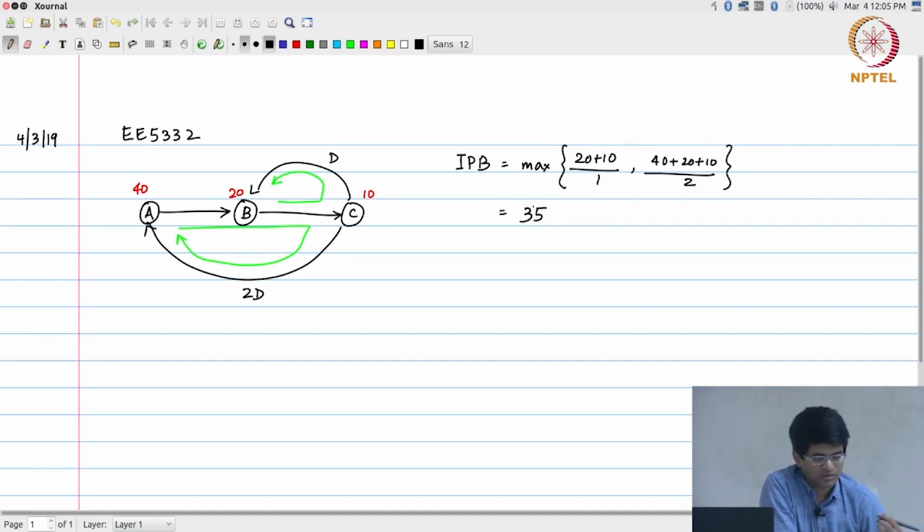One interesting observation: you can see that the iteration period bound is actually smaller than the execution time of A. So even though A itself takes 40 time units, what we are saying is that on average I should be able to complete iterations in time even less than 40. Now how does that happen? Obviously that means I need to be running things in parallel. So now let us look at how I actually achieve an average iteration period of 35 time units.